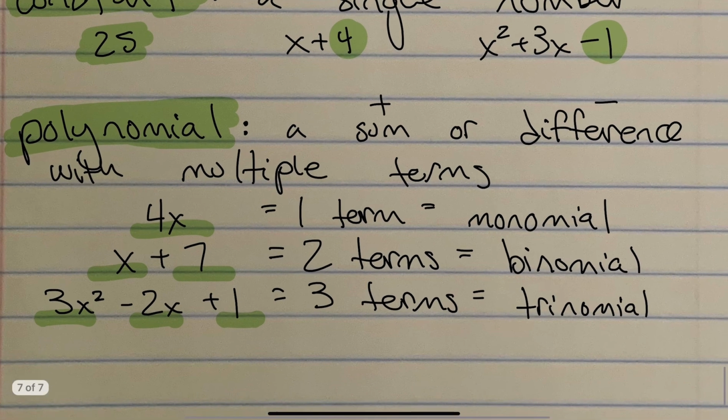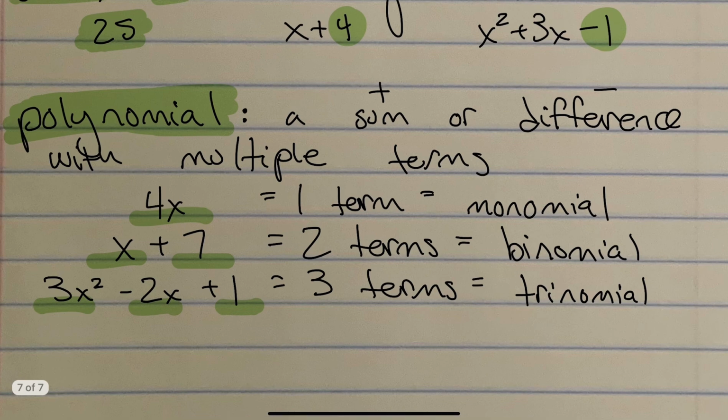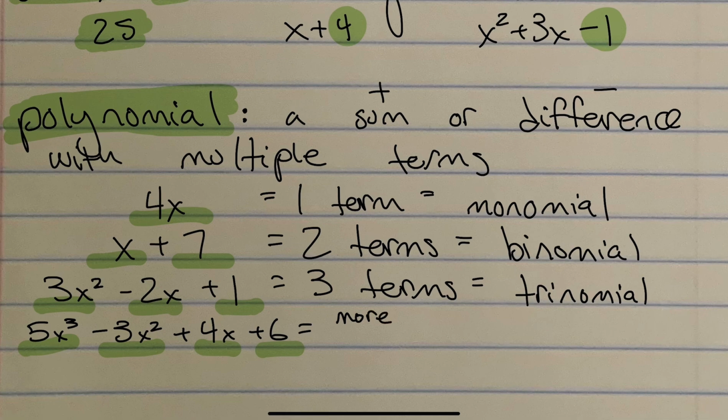Okay. Well, we could go even further than that. Let's say we have something like this. So this would be 1, 2, 3, 4 terms. If you have anything more than 3 terms, it will just be a polynomial.